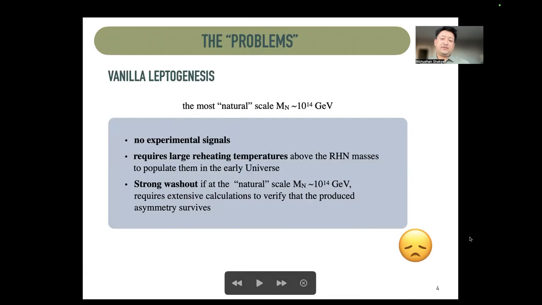The second point is that this also requires very, very high reheating temperatures. If the right-handed neutrinos are at 10^14 GeV, then the universe needs to have been reheated at temperatures greater than 10^14 GeV. Otherwise, these right-handed neutrinos would not be produced in the early universe, and we would not be able to create a lepton asymmetry that way. The third point is that in this high mass regime, there are known to be very strong washout effects, which means that there are also processes in the thermal plasma that wash out any asymmetry that the decays of these right-handed neutrinos would produce. To make sure that the asymmetry that is produced survives to the level needed to explain what we see today needs very extensive and careful calculations. So these are all aspects that are somewhat problematic in the standard leptogenesis scenario.